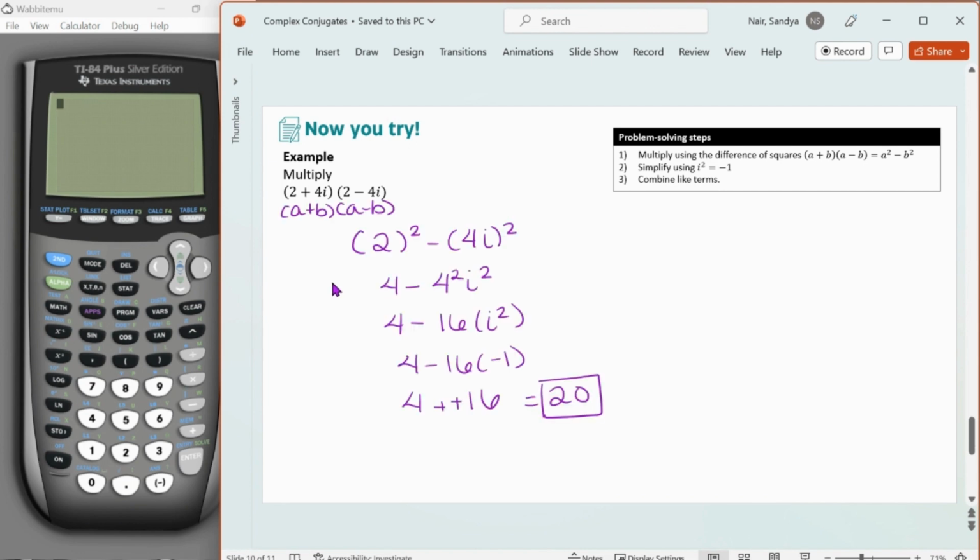We're multiplying two conjugates, so we can call 2 a and 4i b. That's going to give us 2 squared minus 4i squared. 2 squared is 4. 4i squared gives us 4 squared times i squared. 4 squared is 16, and then i squared will be negative 1. So we have 4 minus 16 times negative 1, which is basically 4 minus negative 16. Minus negative turns into a plus, so our final answer is 20.